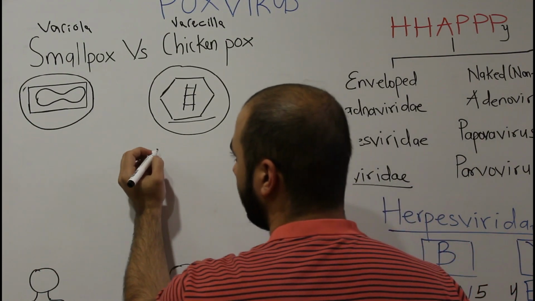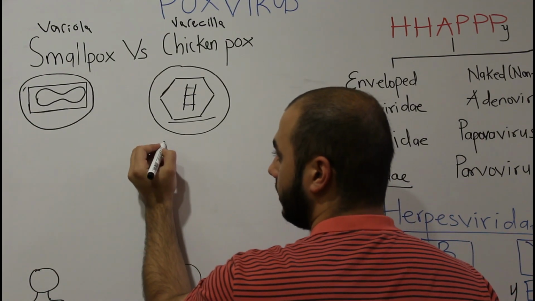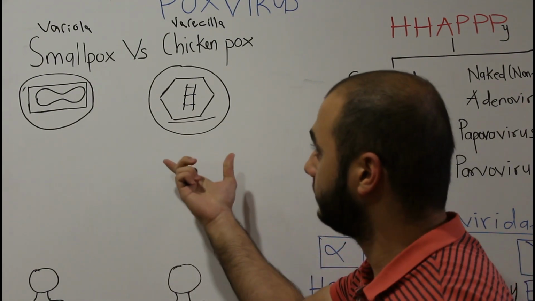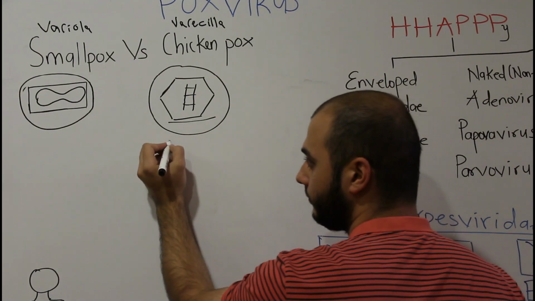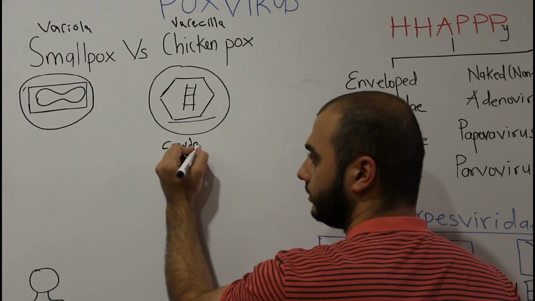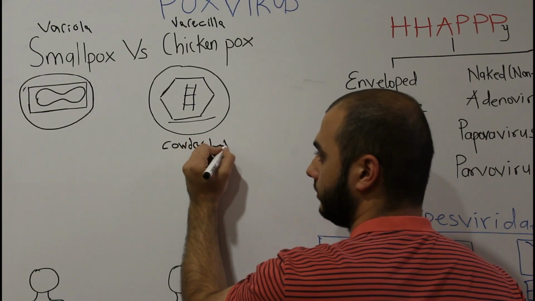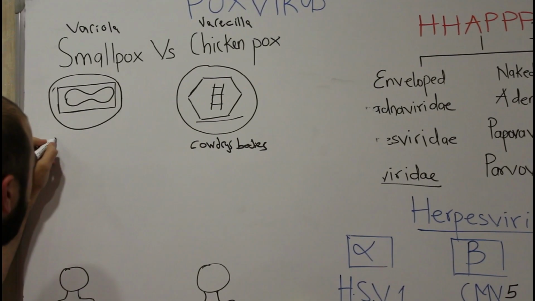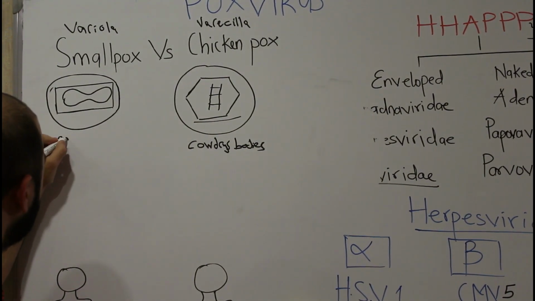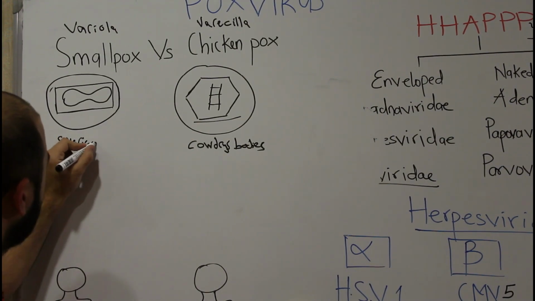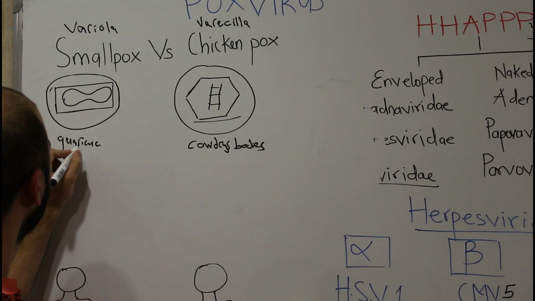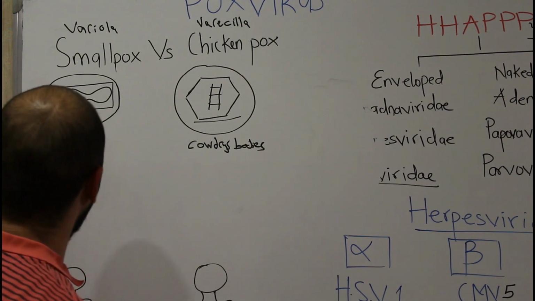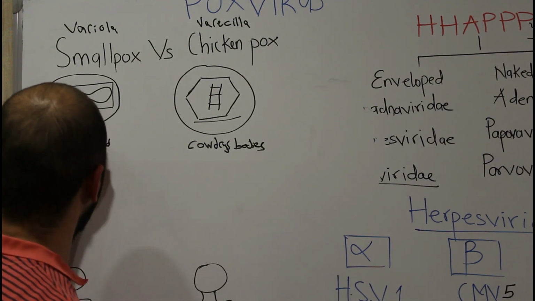The first new difference is the inclusion bodies. The inclusion bodies we see in chickenpox infection are called Cowdry's bodies, while the inclusion bodies in smallpox we call Guarnieri's bodies.